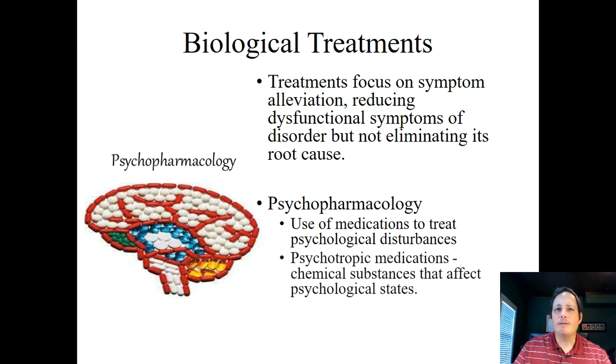Okay. All right. So with psychopharmacology, we use these medications, and sometimes they're referred to as psychotropic medications. And these are chemical substances that are going to affect our psychological states. So there are a variety of psychotropic medications for things like depression and anxiety, in addition to schizophrenia, bipolar, and of course, ADHD. So we need to keep in mind that there are a lot of them out there that are going to be able to address these psychological states.